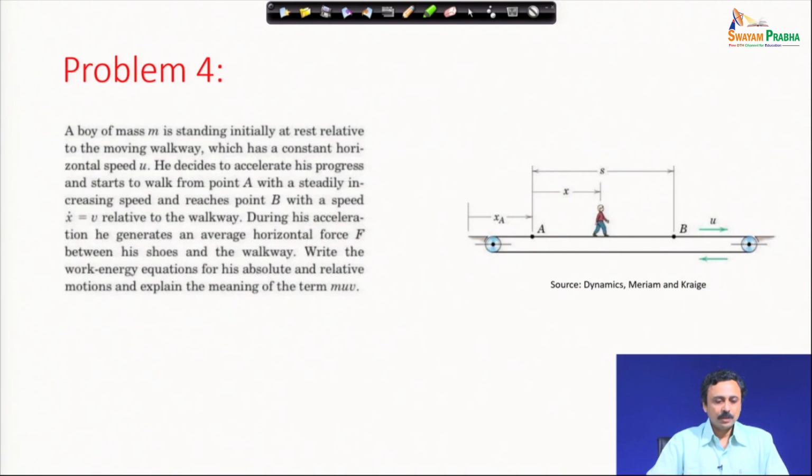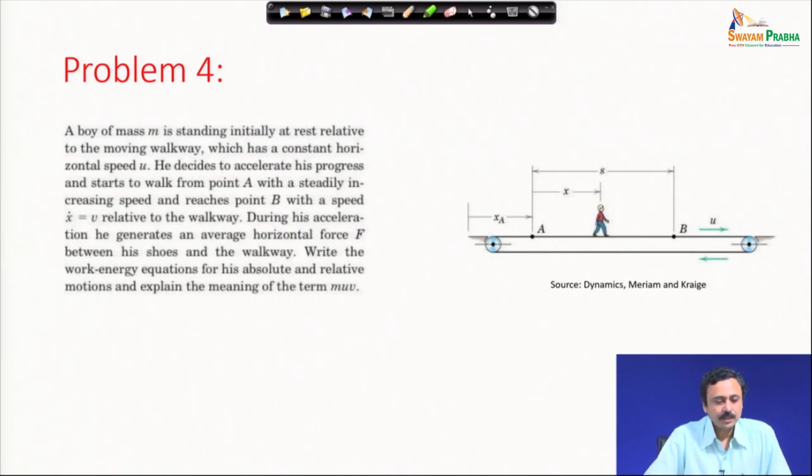Finally, we come to this problem of a boy of mass m standing initially at rest relative to a moving walkway. This is a walkway; again, you will find such walkways in airports where you have long distances to cover. There are walkways like this.